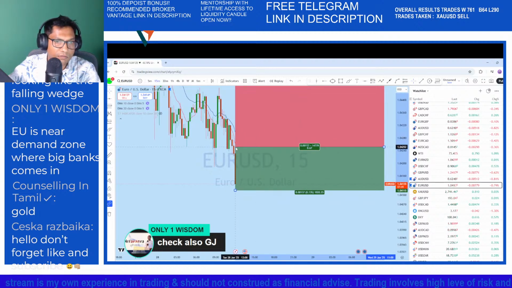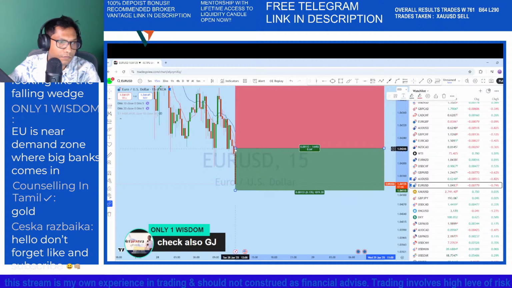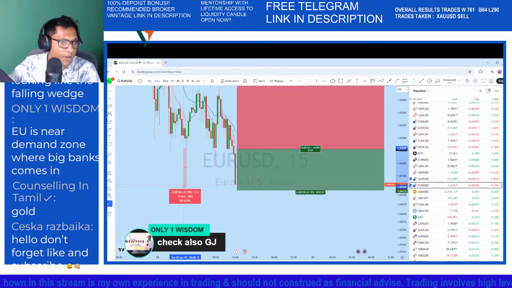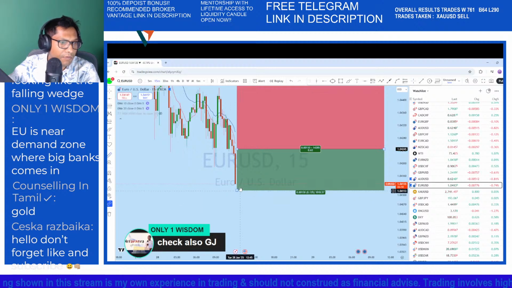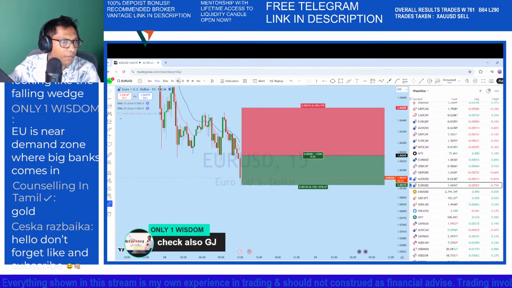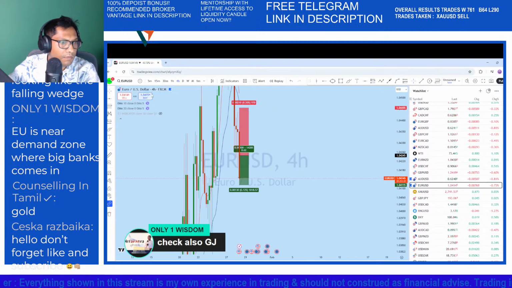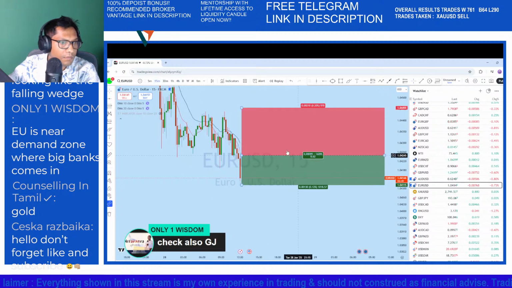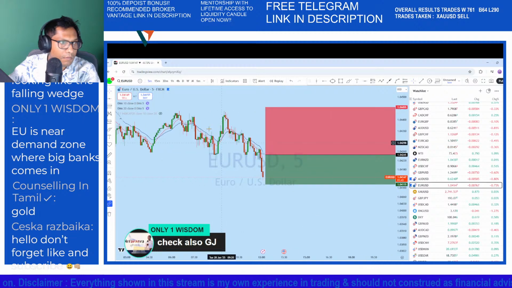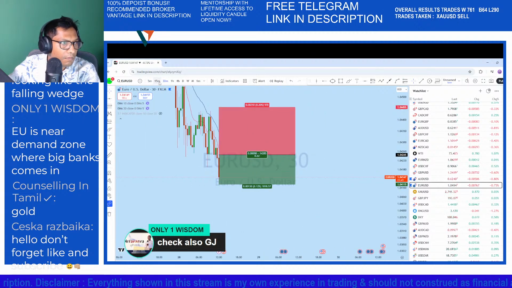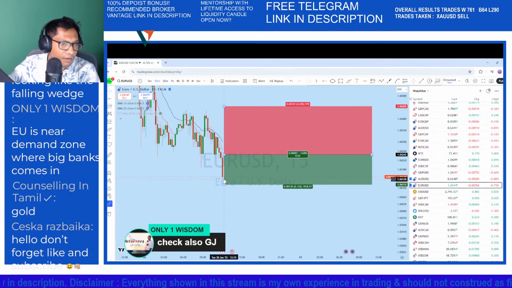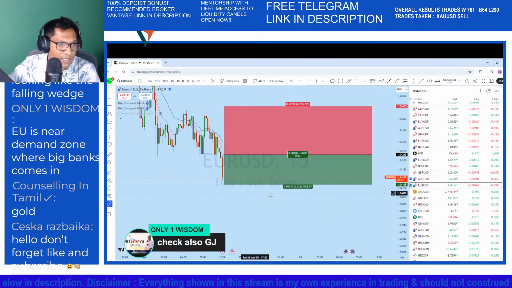My entry here. So it'll be around 10, 12, 13 pip once it hits the TP. One more drop, and then with one more bounce, we can take the TP.